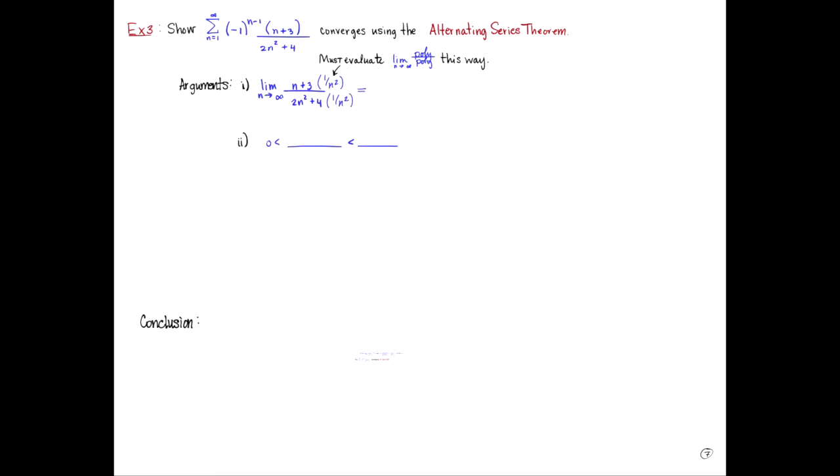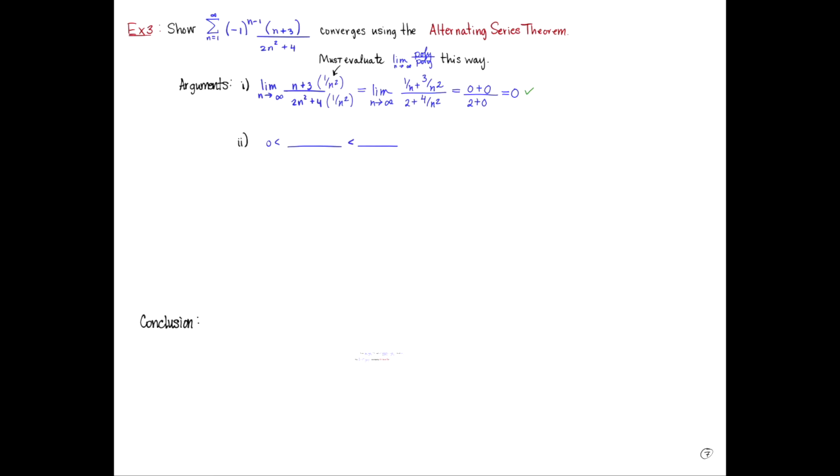This is equal to the limit as n approaches infinity. In the numerator, we have 1 over n plus 3 over n squared. And in the denominator, we have 2 plus 4 over n squared. And this simplifies to 0 plus 0 in the numerator over 2 plus 0 in the denominator, which simplifies down to 0 as desired. We need our terms to be positive and decreasing.